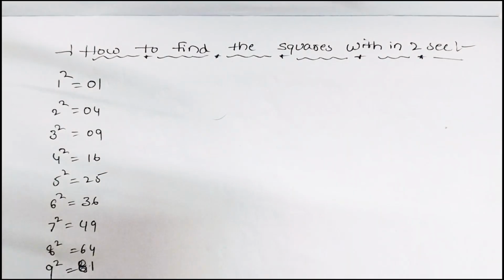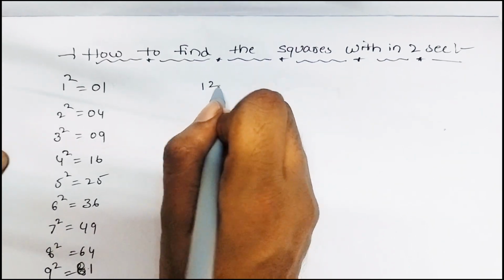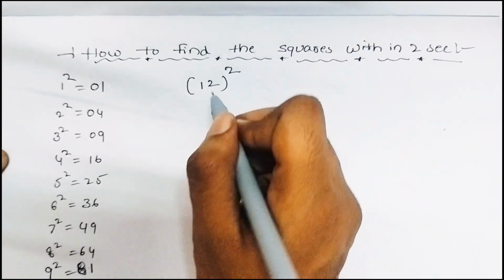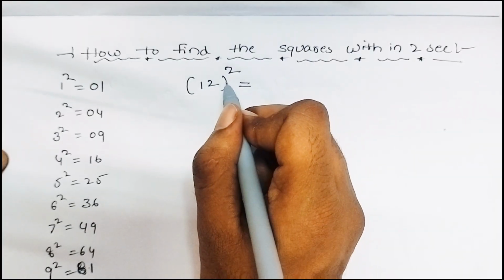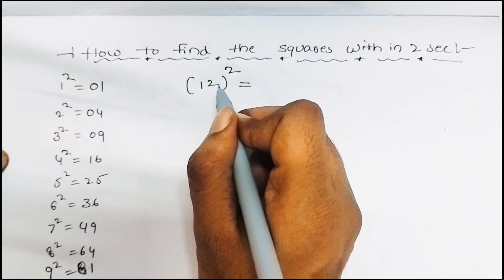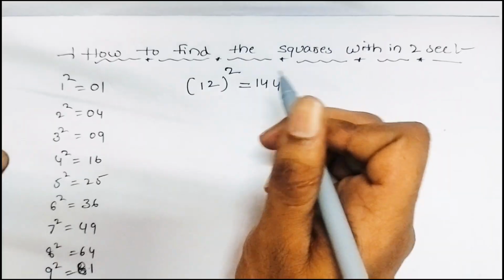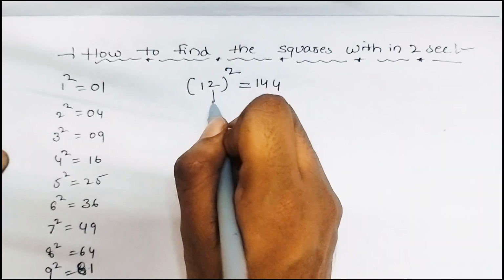First we take one number, that is 12. We find its square, 12 square. We know 12 square is 144, since it is a very small number. How is 12 square 144? By using this trick.